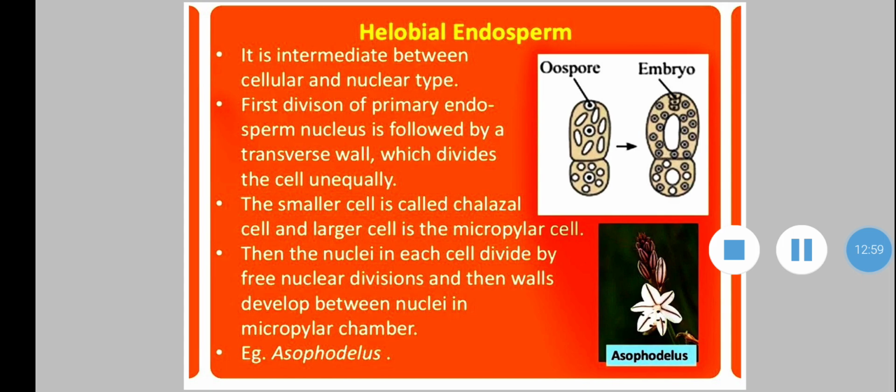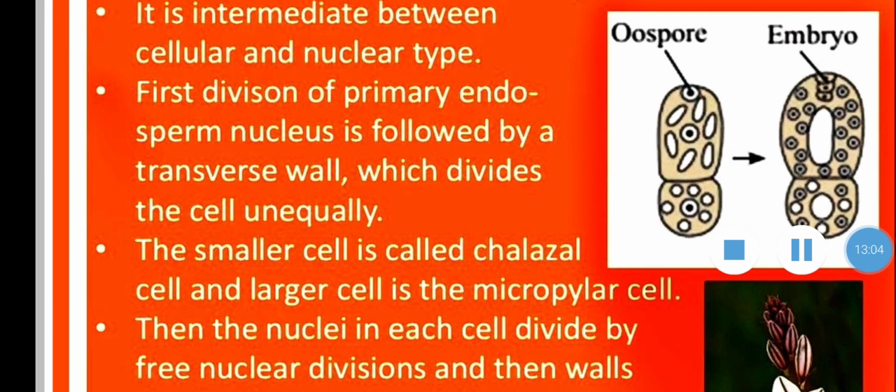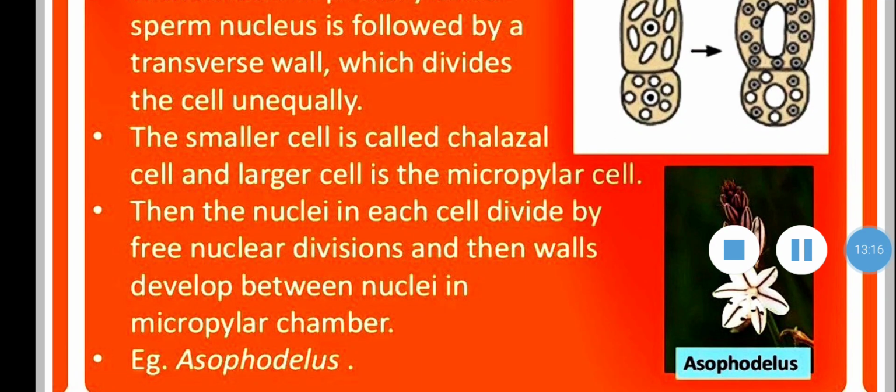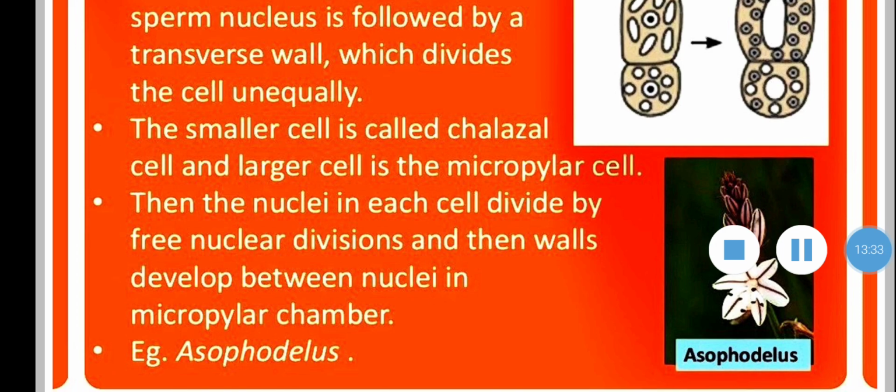Helobial endosperm. It is intermediate between cellular and nuclear type. First division of primary endosperm nucleus is followed by a transverse wall which divides the cell unequally. The smaller cell is called chalazal cell and larger cell is called micropylar cell. Then the nuclei in each cell divide by free nuclear divisions, and then walls develop between nuclei in micropylar chamber. For example, asphodelus.